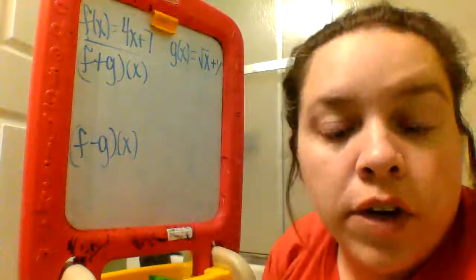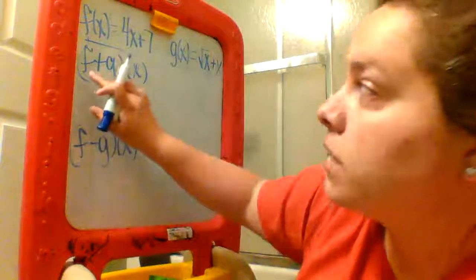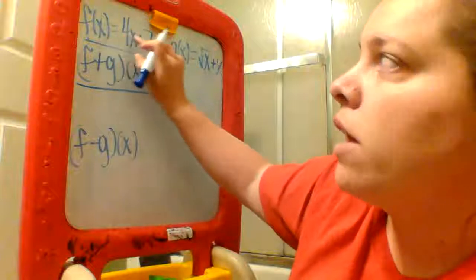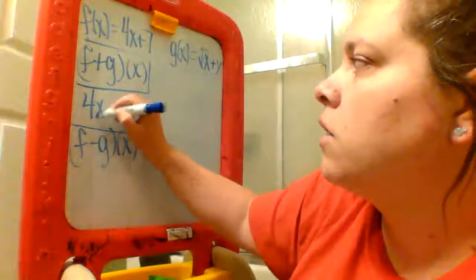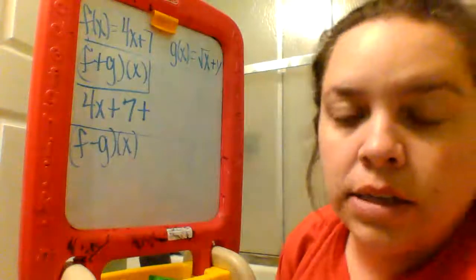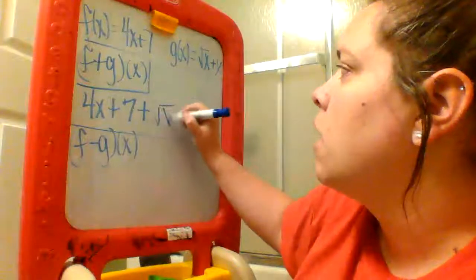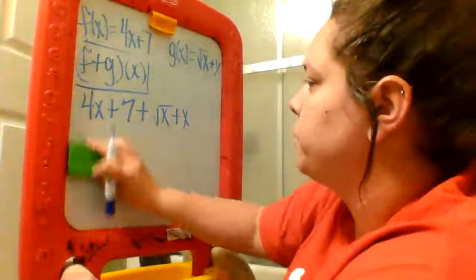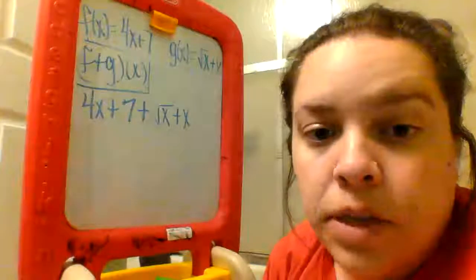They're giving us two different functions. And the first thing they want us to do is add them. So it's telling me to take f plus g. So I'm going to take function f, which is 4x plus 7, and I'm going to add it to g of x, which is the square root of x plus x. I'm going to erase this down here so I'm going to have enough room. Okay, so they're asking us to add the functions together.